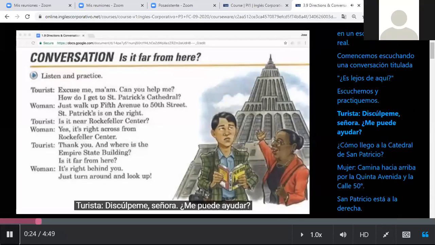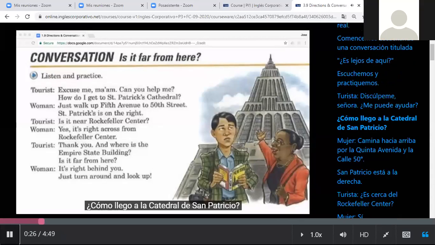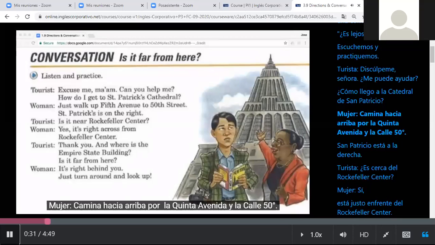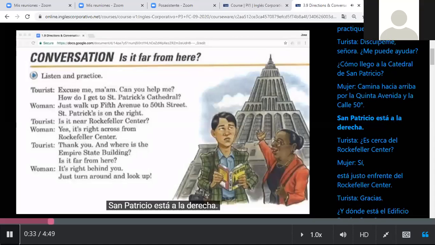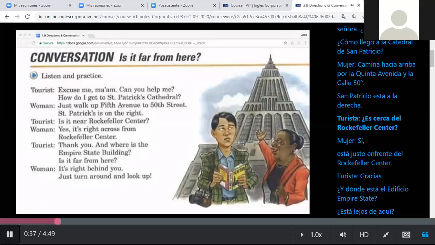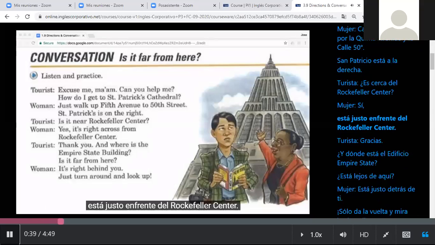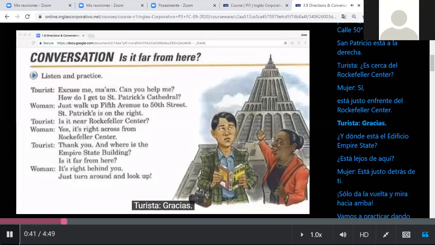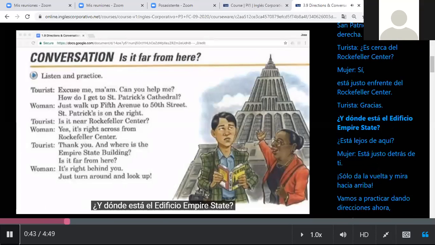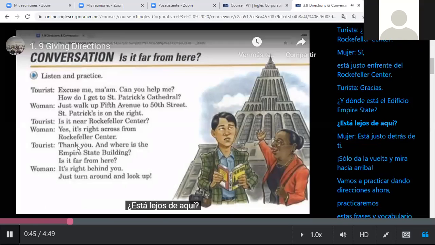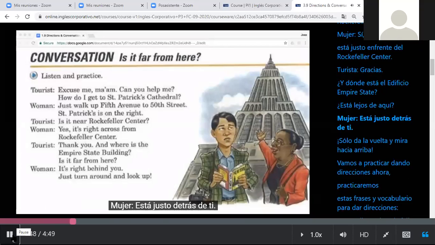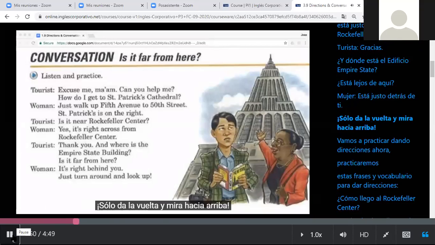Excuse me, ma'am. Can you help me? How do I get to St. Patrick's Cathedral? Just walk up 5th Avenue to 50th Street. St. Patrick's is on the right. Is it near Rockefeller Center? Yes, it's right across from Rockefeller Center. Thank you. And where is the Empire State Building? Is it far from here? It's right behind you. Just turn around and look up.